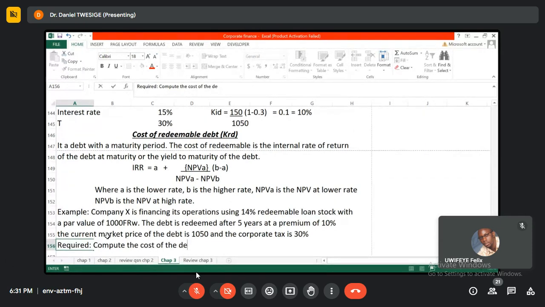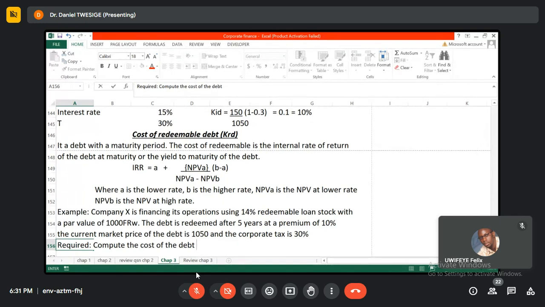If you look at this simple example, you see that this is a redeemable debt. Why? The debt has a maturity period, meaning it is going to be redeemed, paid back after 5 years. Having the price means it is a tradable debt. That's what it means if you're analyzing the question.